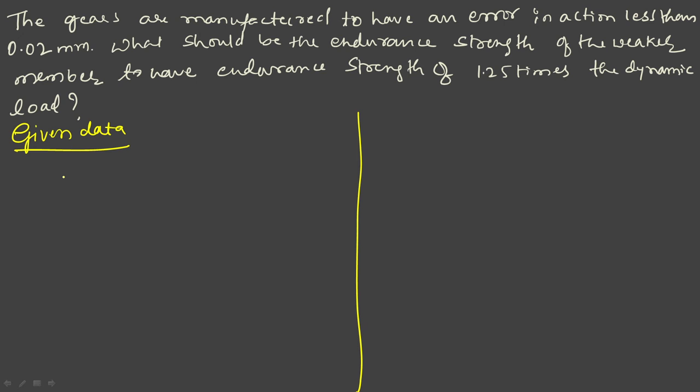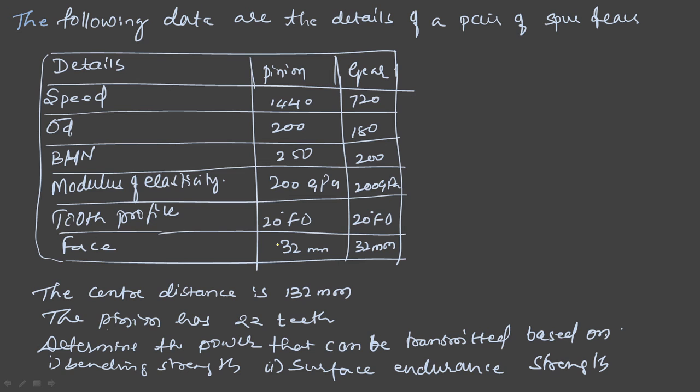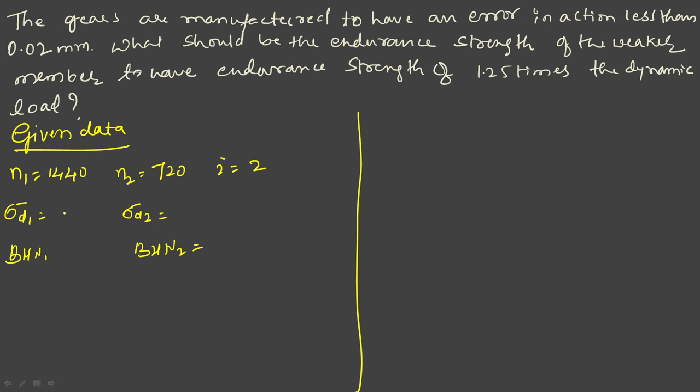Let us note down. N1 is 1440, N2 is 720, so the speed ratio is 2 here. Sigma D1, sigma D2, BHN1, BHN2: 200, 180, 250, 200. Write the units here.